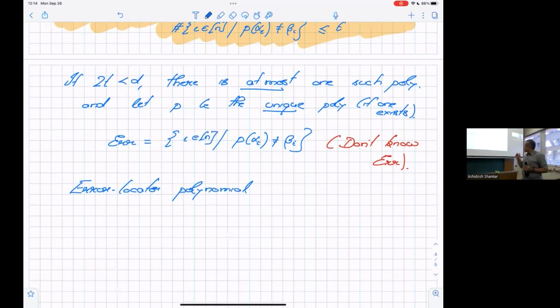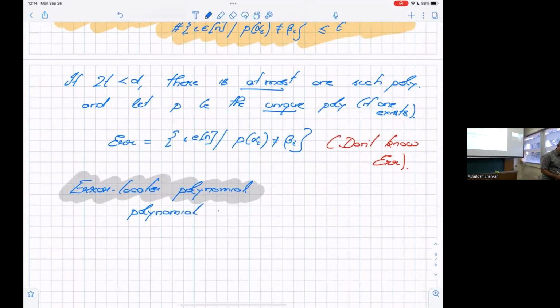The error locator polynomial is exactly going to be that polynomial whose roots, whose zeros, are the error locations. More precisely, E hat is exactly the product of (x minus alpha_i) over i in the error set.